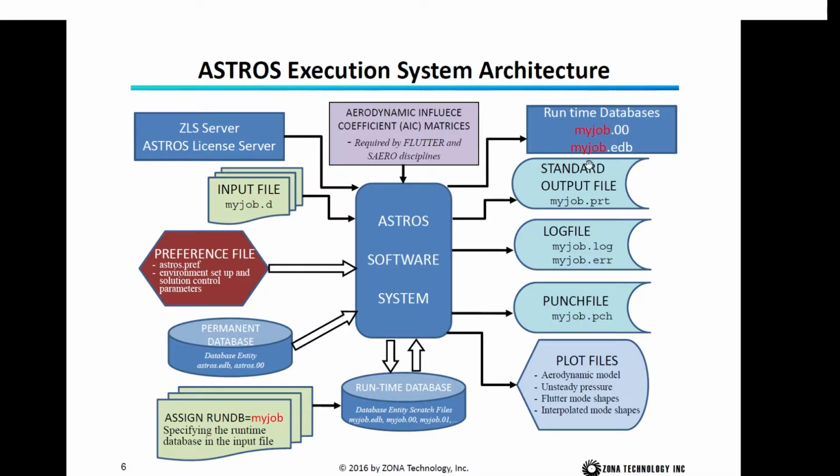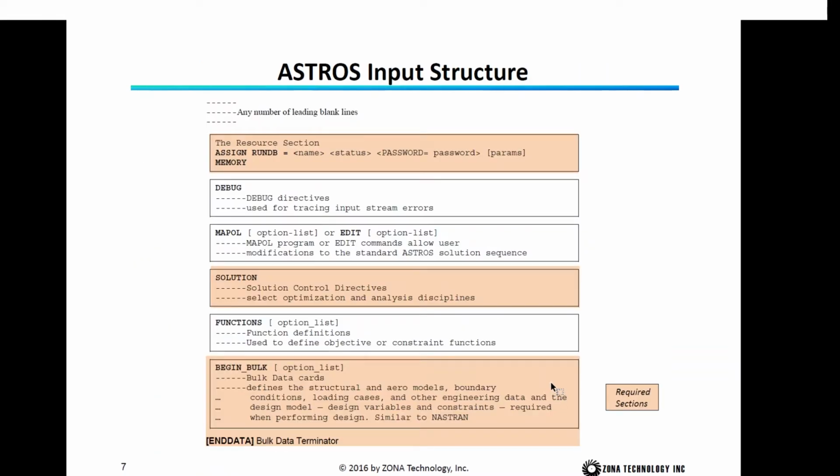Of course, you have a standard output file called myjob.prt, and you have a log file, which documents the CPU time of each module. If we want to output the optimized structure in terms of the property class of each element, then you have myjob.pch. Also, you can output several graphical files, for instance, to display the aerodynamic model, the unsteady pressure, flutter motion, and divergence motion, and so on.